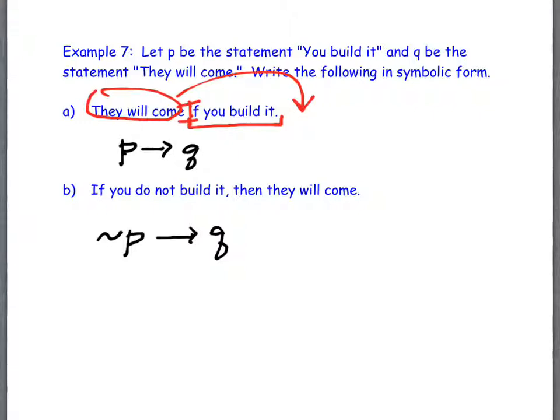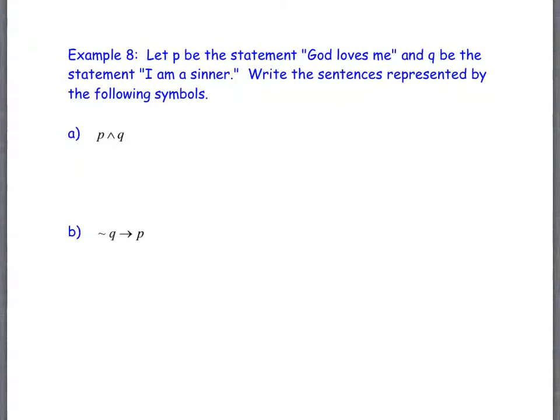Okay, sound good? Excellent. We're going to do another one, but we're going to do it with more than just the if-then, so more than just that arrow statement. All right, so P is going to be the statement, God loves me, and Q is going to be the statement, I'm a sinner. And we're going to write sentences now that represent the following symbols. So now we're given some symbols, and we're going to write the sentence that it represents. So this one says P, I've got this upside down V, and then I've got a Q. What in the world am I going to write down?